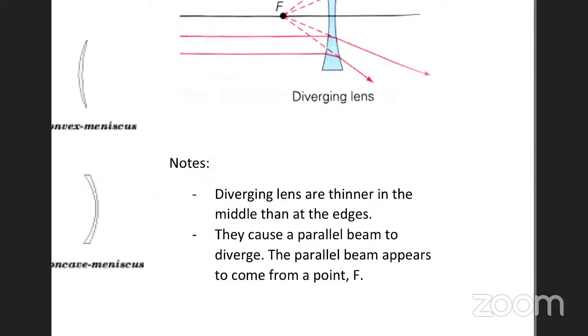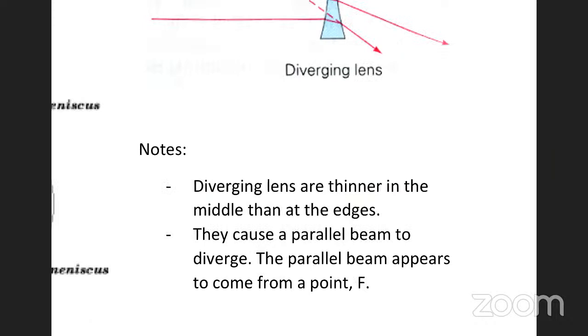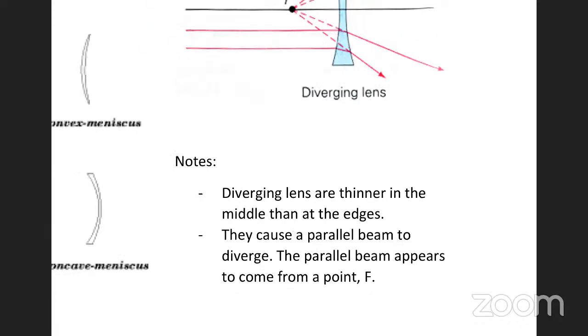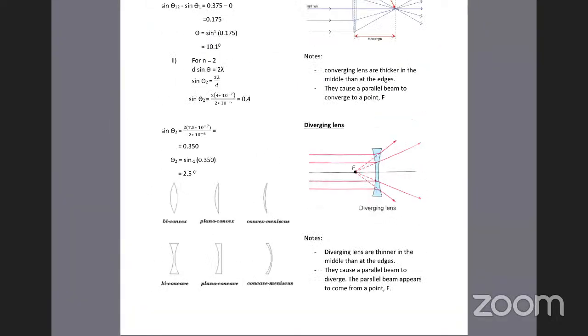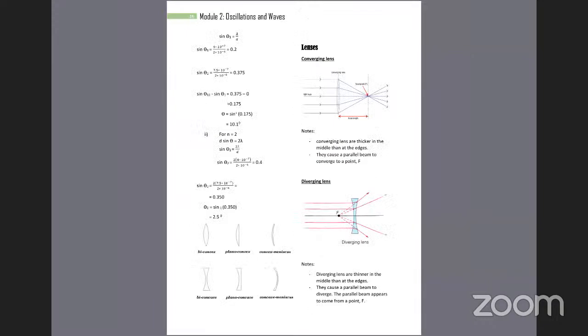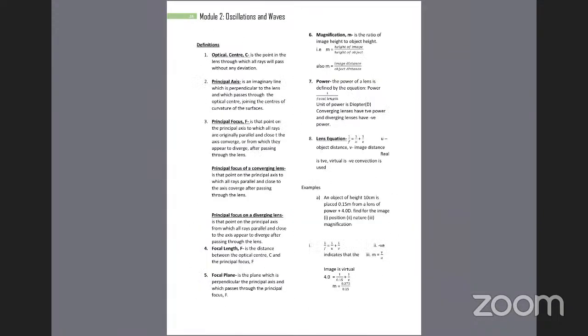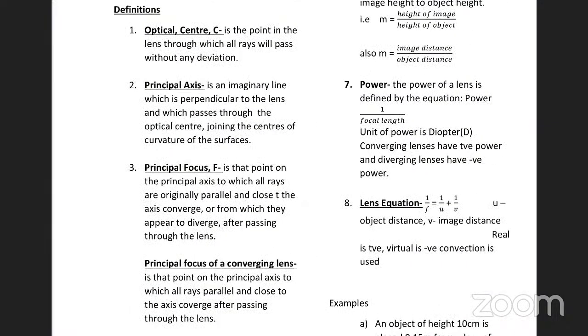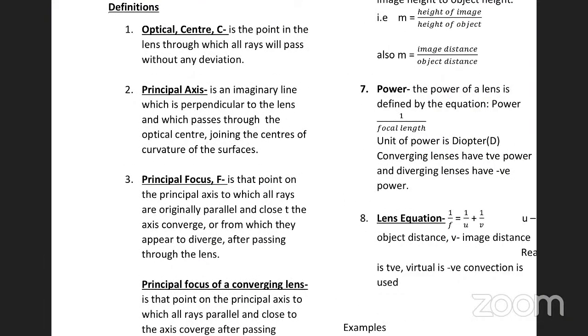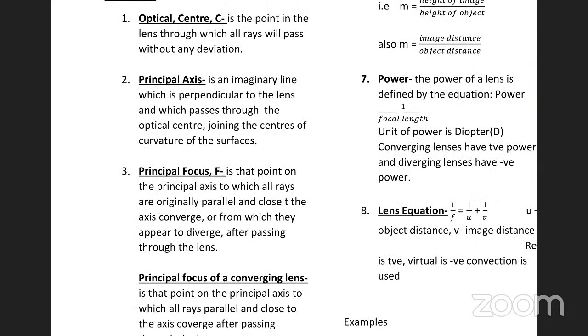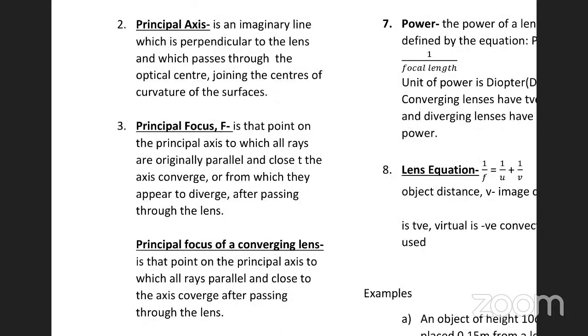Diverging lenses are thinner in the middle than at the edges. They cause a parallel beam to diverge, meaning move away. The parallel beam appears to come from a point B. That's why it's called a virtual image. It appears to come from there. These are all things that we just went through. The optical center is the point in the lens through which all the rays pass without deviation.